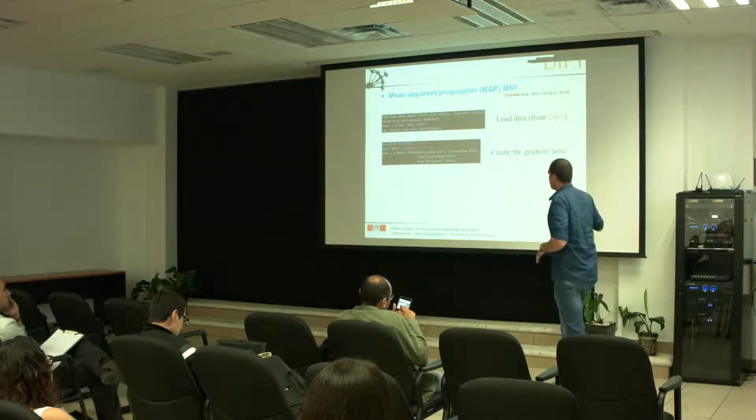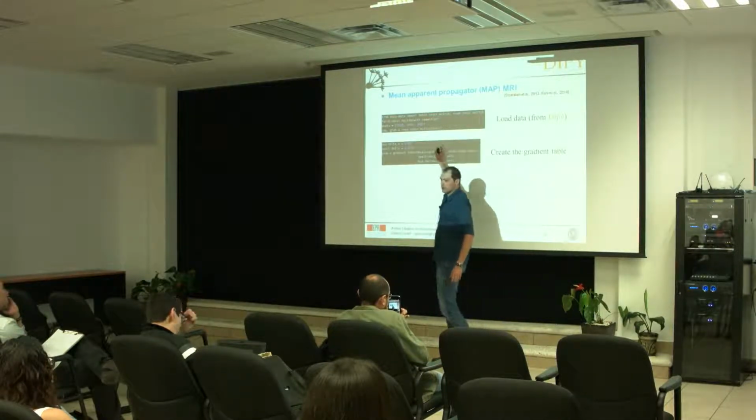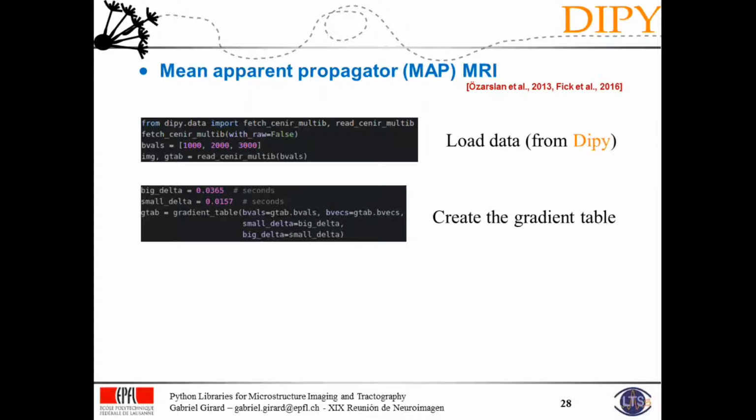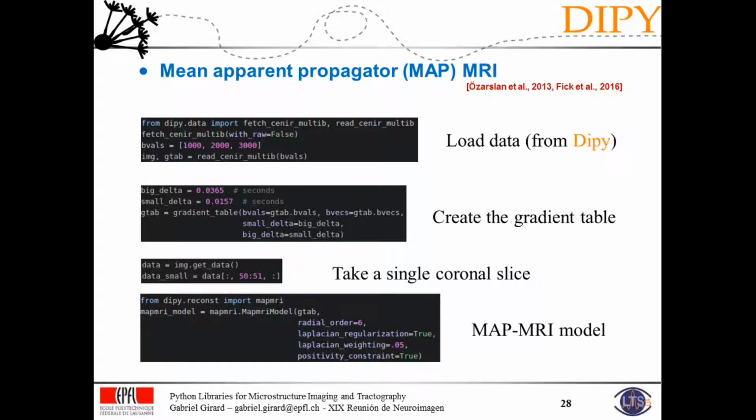This works only if you have a single diffusion time. So you need to tell the fitting algorithm your big delta and small delta for the diffusion acquisition. Otherwise, the values you get won't be representative of what they actually are. The fitting of MapMRI is very long compared to CSD. So here I just took a single slice of the brain, a middle sagittal slice.